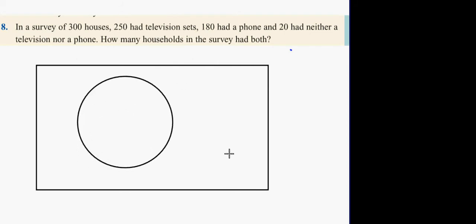Two circles or ovals, yeah, perfect. Okay. So you put in T for television and... Okay, we'll stop you there.